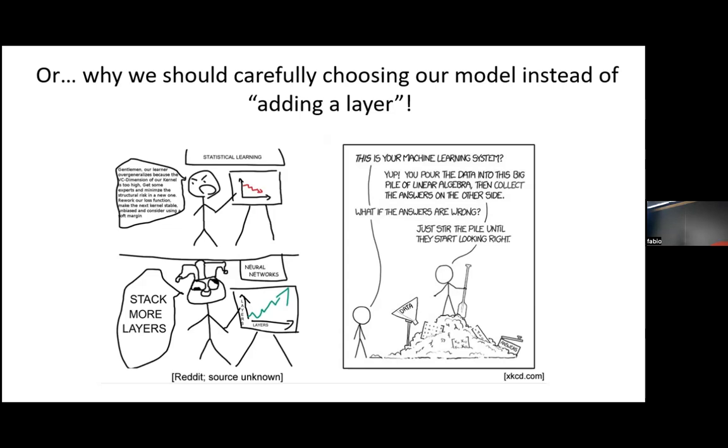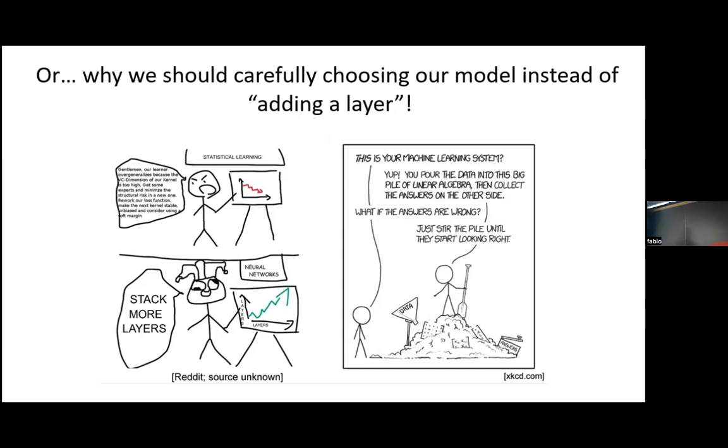Here is another joke of the same type. This is your machine learning system. You pour the data into this big pile of linear algebra, and then collect the answers on the other side. What if the answers are wrong? Well, just stir the pile, and then you see that everything will go the right way. Actually, this is sort of true, and there was a big debate at some NeurIPS conference some years ago about theoretical approach versus more practical approach. And actually, adding a layer sometimes helps, but only in certain domains, like images.